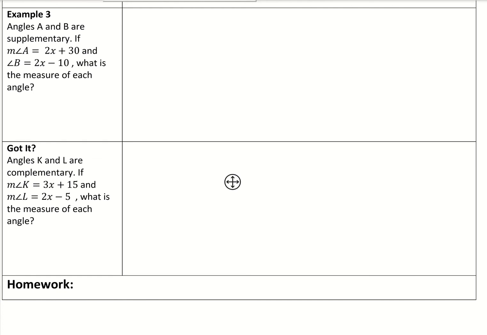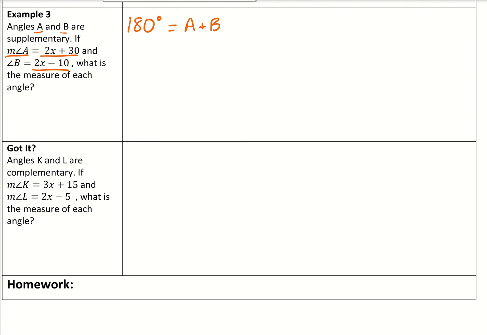Okay, so for example 3, it says angles A and B are supplementary. Hopefully you remember what that means. Supplementary tells us that they add up to 180 degrees. If the measure of angle A equals 2x plus 30, and the measure of angle B equals 2x minus 10, what is the measure of each angle? So we know right off the bat 180 equals angle A and angle B combined, so we can do A plus B.